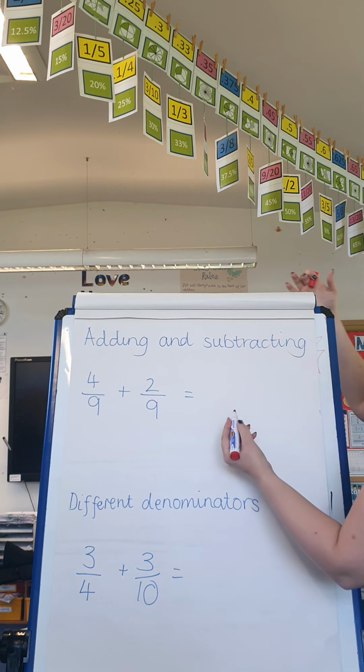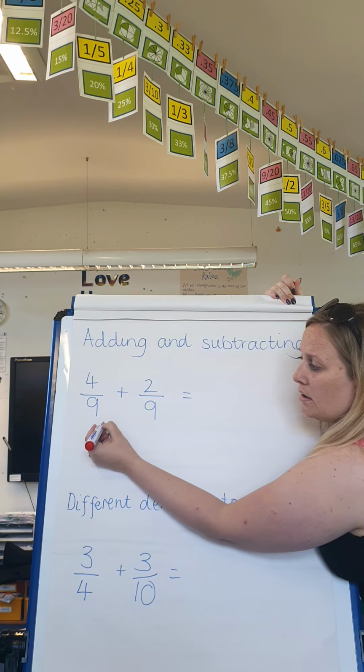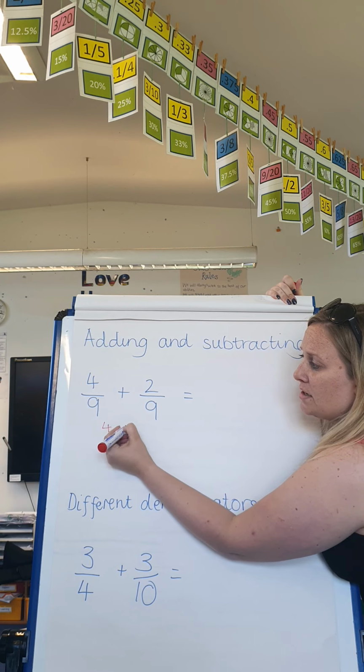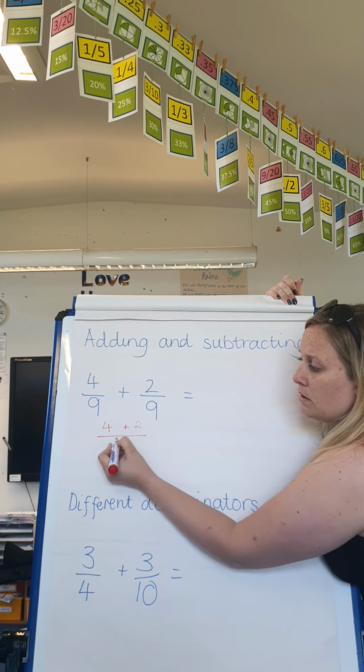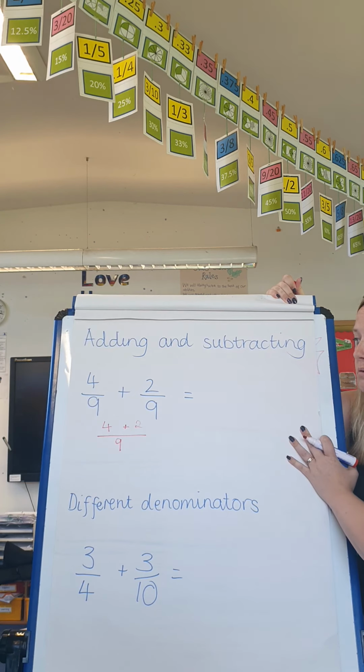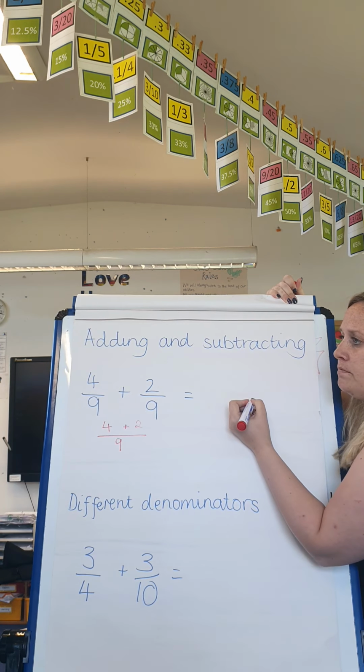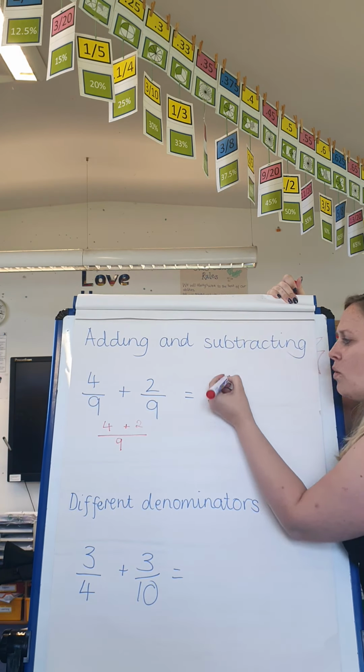What this essentially becomes is 4 plus 2 over 9. 4 plus 2 is? 6.